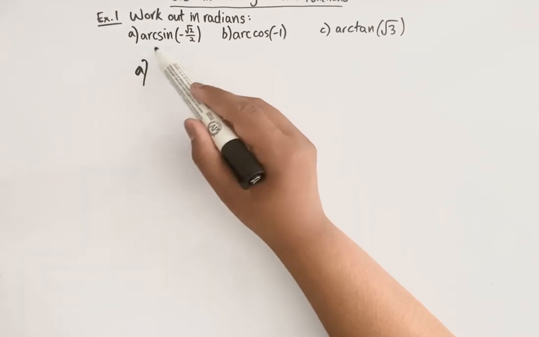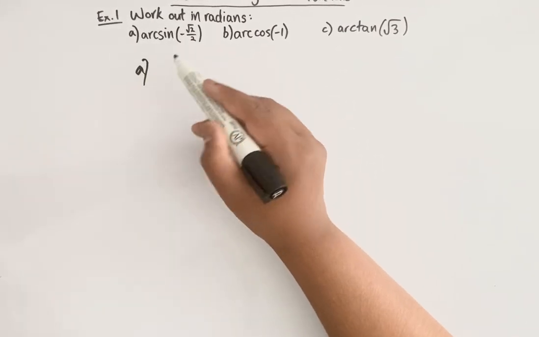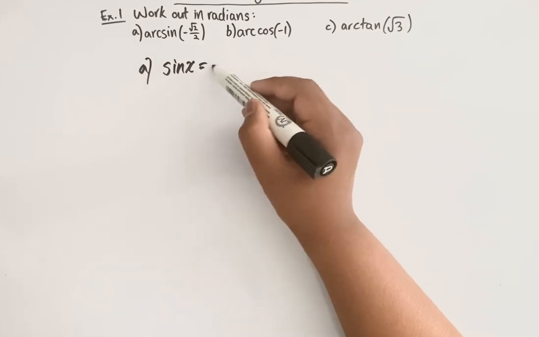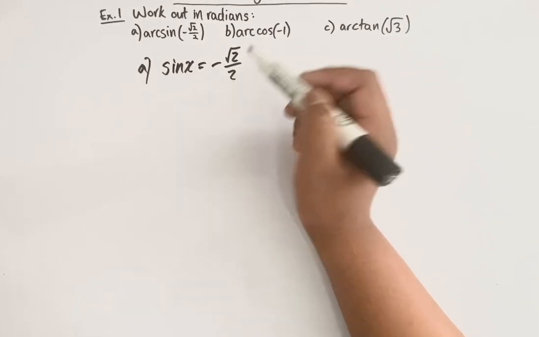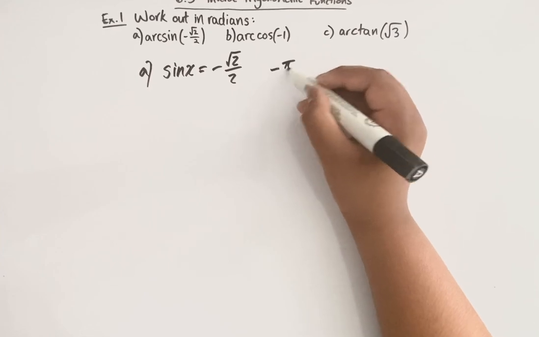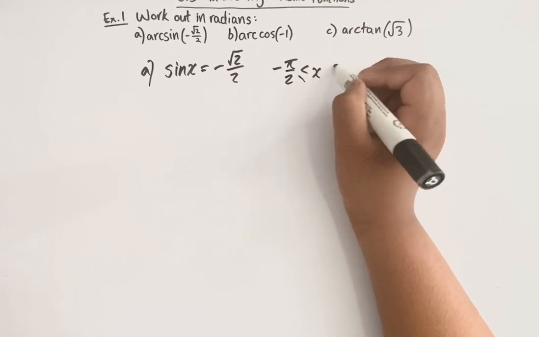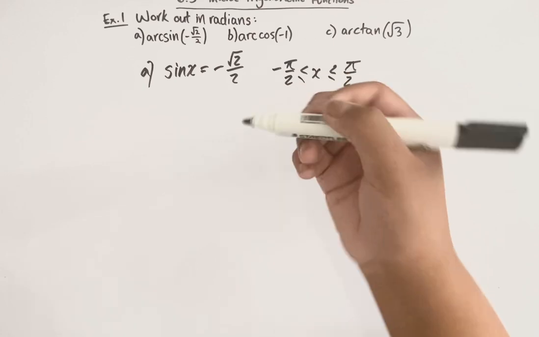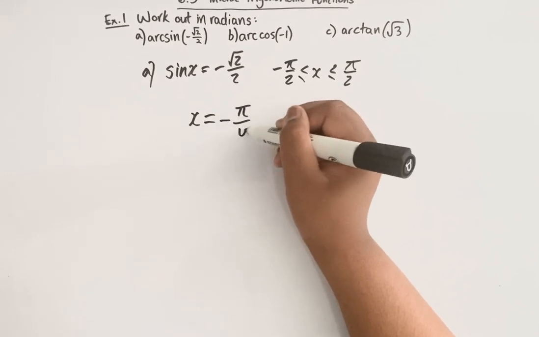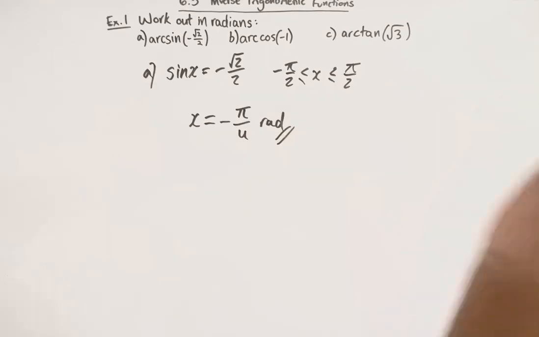For part A, solving the arcsin of -√2/2 is the same thing as solving the equation sin x = -√2/2 for -π/2 ≤ x ≤ π/2. Using your calculator, you can get x = -π/4 radians.